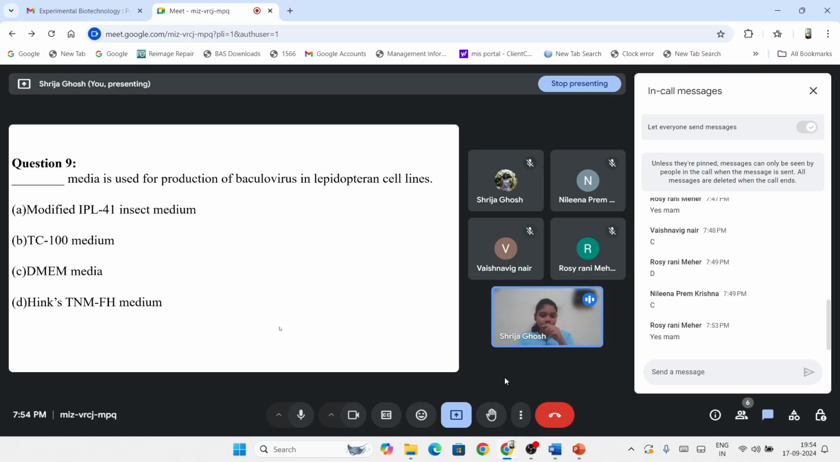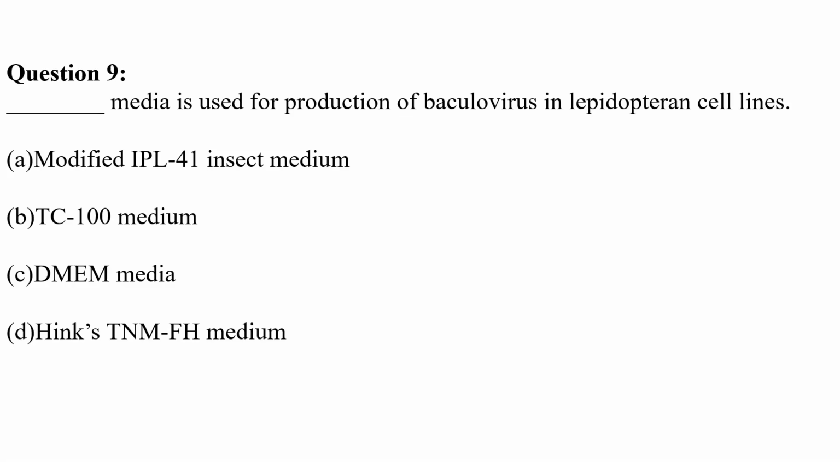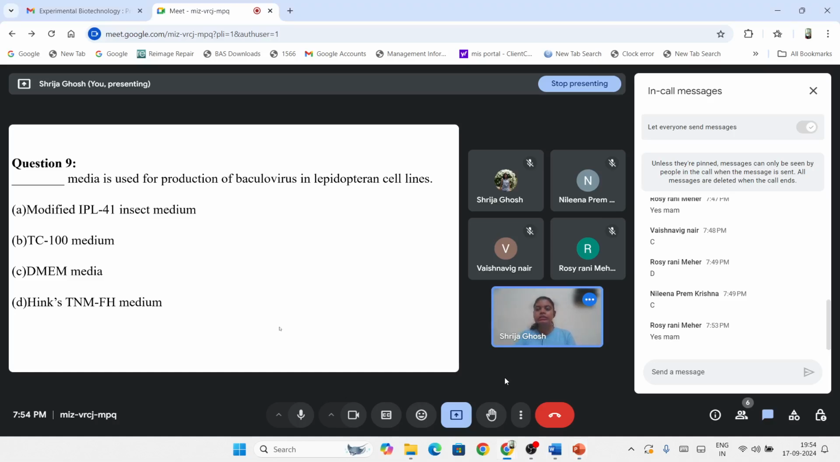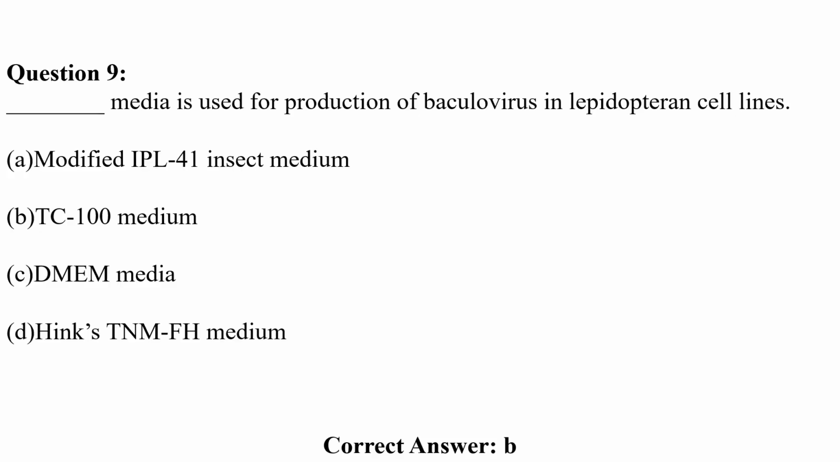Okay, I'll tell the answer for this. This is a memory based question, so it's okay if you don't know. The correct answer for this question is option B, TC100 medium. This is about production of baculovirus and lepidopteran cell lines, so it's an insect cell line culture.